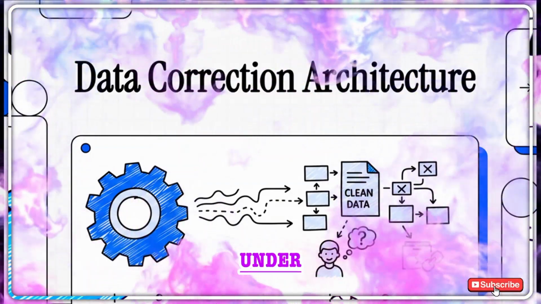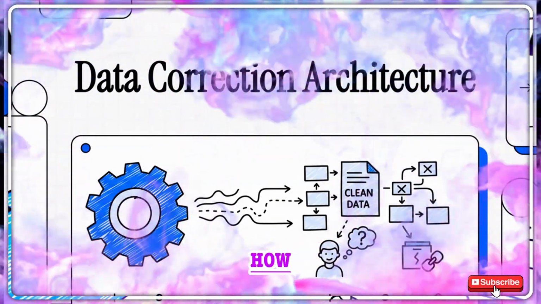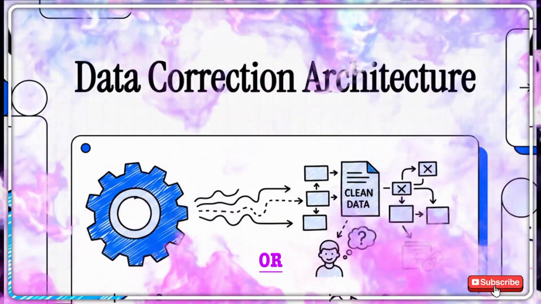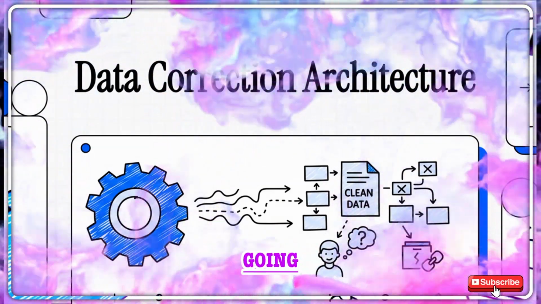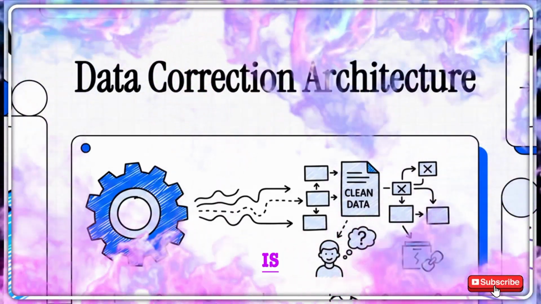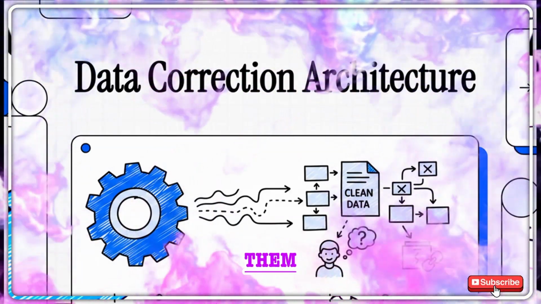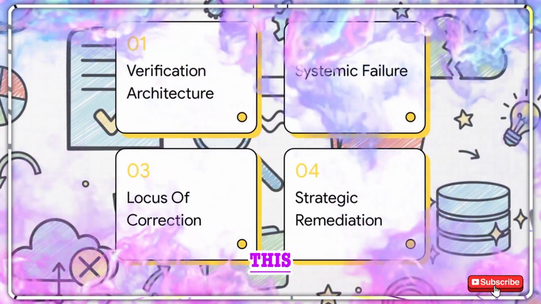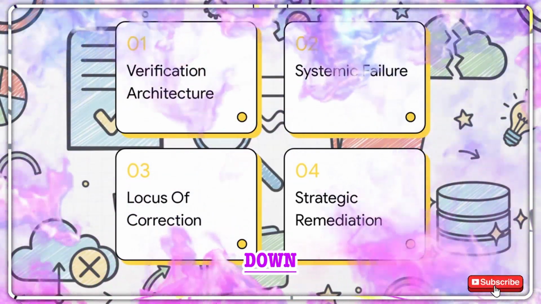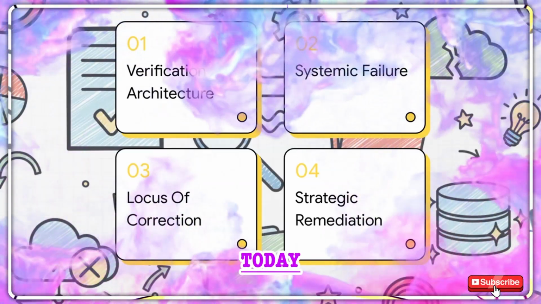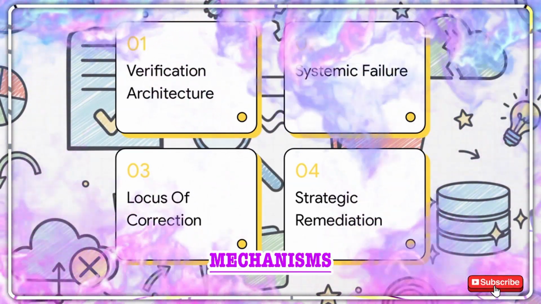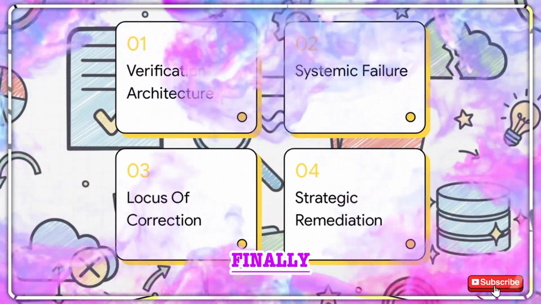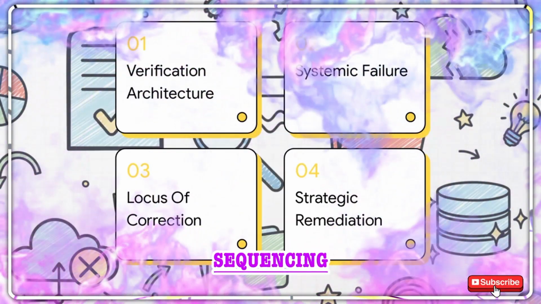Instead, we're looking under the hood to figure out exactly how errors in these absolutely critical records are actually corrected. Or, to be a bit more accurate, we're going to look at exactly why the system is structurally designed to make fixing them so incredibly difficult. So, to make sense of this, we'll break our analysis down into four main pillars today: the verification architecture, mechanisms of systemic failure, the locus of correction, and finally, strategic remediation sequencing.